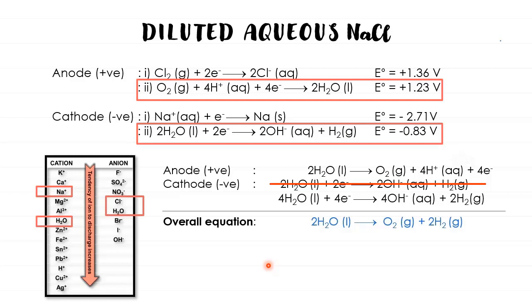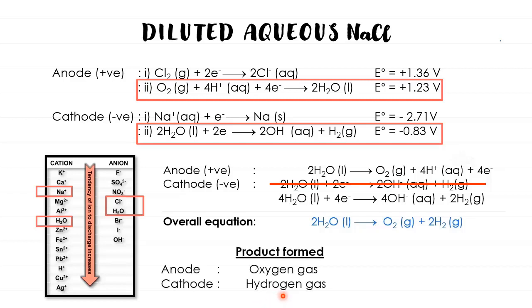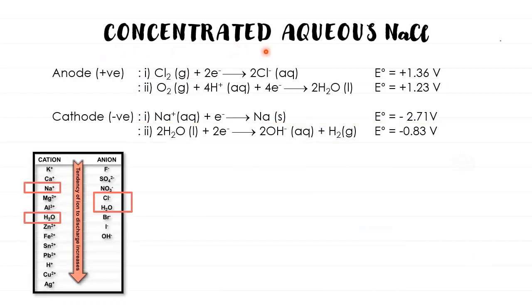Product to be formed at the anode will be oxygen gas, while at the cathode will be hydrogen gas. How do we know this? By looking at the half cell equations. On the right hand side we have O2 and also H2. As for observations, since our product involved only gas, you could write bubbling of gas formed for both anode and cathode.